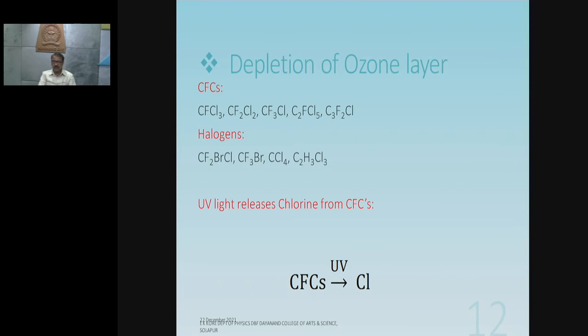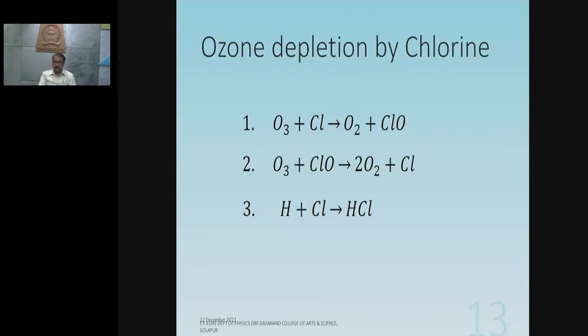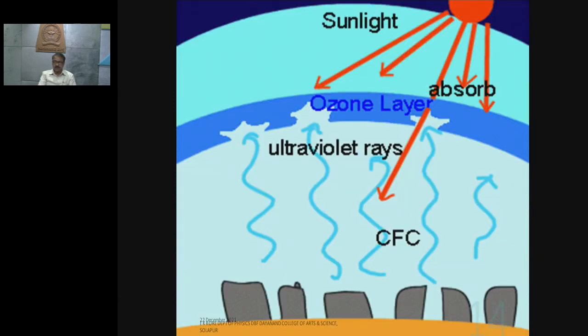CFCs, when exposed to UV radiations, give out the radical chlorine. The chlorine reacts with O3, forming O2 plus ClO. Further, ClO combines with O3, forming two oxygen. Once again, the chlorine radical becomes free. And finally, it combines with hydrogen, forming dilute hydrochloric acid and comes down as acid rain. The picture shows the UV absorption by the ozone layer.